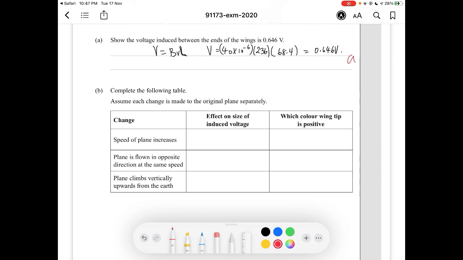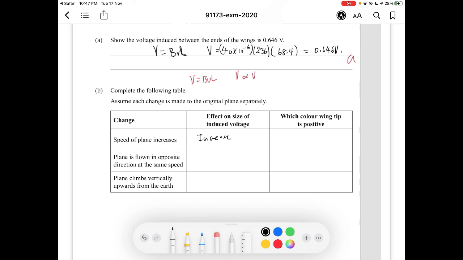So the first change is that the speed of the plane increases. When the speed of the plane increases, we know that it's going to have a faster relative velocity in the magnetic field. Therefore, the voltage induced is going to increase, as shown by V equals BvL. So V is proportional to the velocity. So we can say the effect is that it will increase.